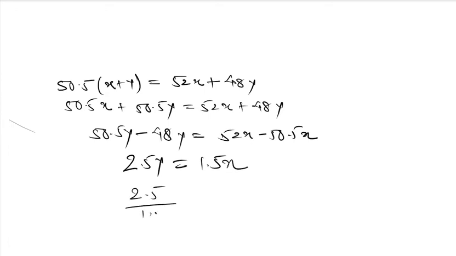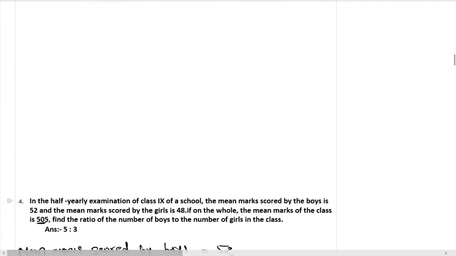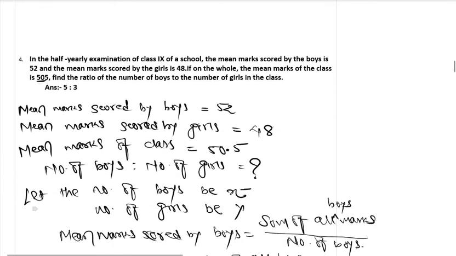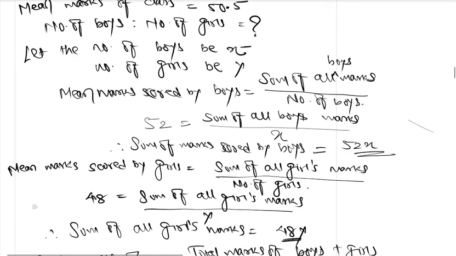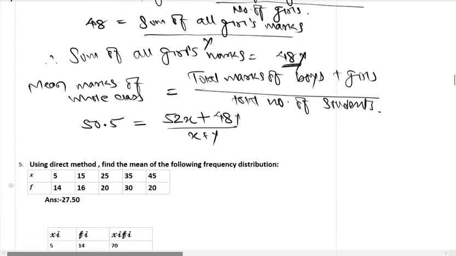So 2.5 upon 1.5 is equal to x by y, which is equal to 25 by 15. 5 5s are, 5 3s are. So the answer is 5 is to 3, which matches with our answer. It is my mistake, silly mistake in subtraction. Everything was correct, but that 50.5 kind of gave me that confusion from the midway maybe. But yeah, the method is absolutely perfect, and we finally got our answer.